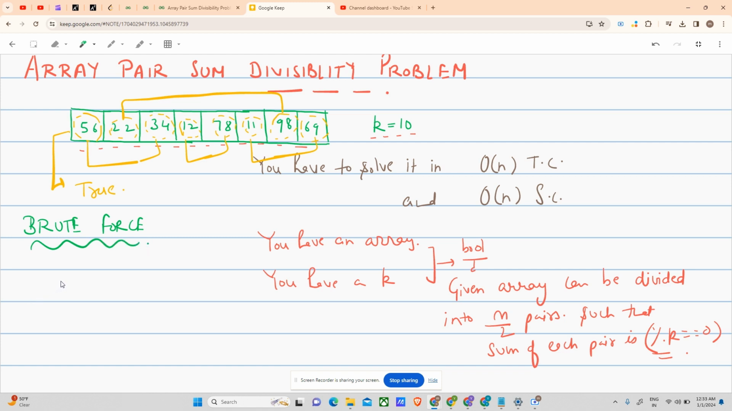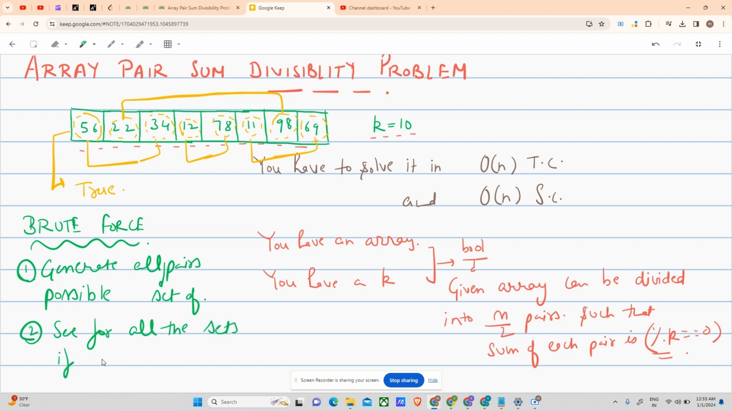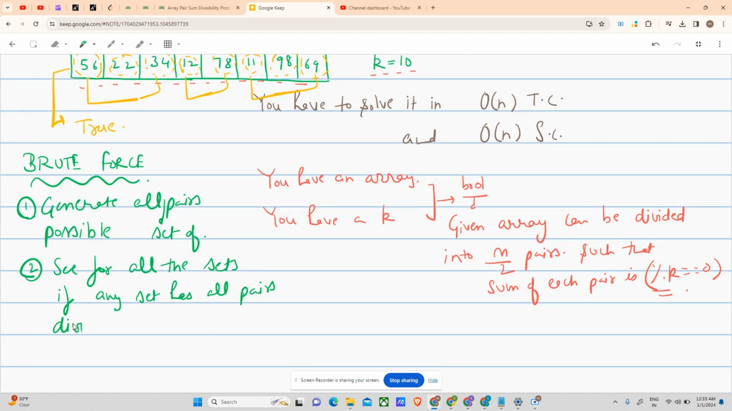So the brute force approach, I think, is to generate all pairs possible. Actually, all sets of pairs. Okay, and see for all the sets if any set has all pairs divisible by 10. But this will be a tedious job. How to generate all pairs? Generating all the pairs will require exponential time.